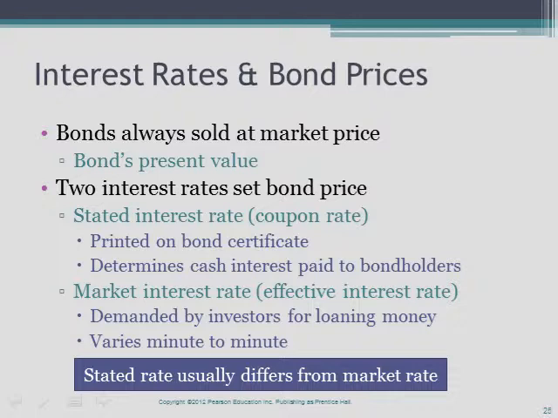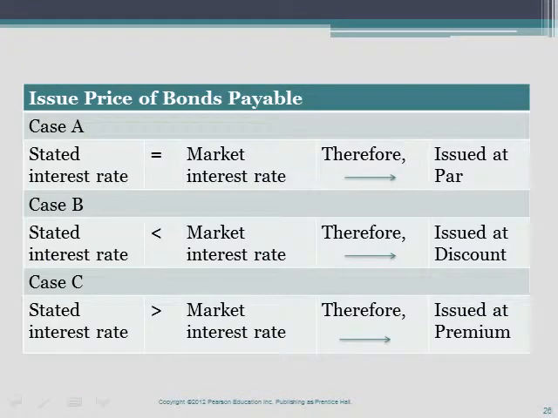The market interest rate varies by the minute. A company may issue bonds with a stated interest rate that differs from the prevailing market interest rate. In fact, the two interest rates often differ because of the time that passes between when a bond issue is established and when it is actually sold. This table shows how the stated interest rate and the market interest rate interact to determine the issue price of a bond payable for three separate cases.